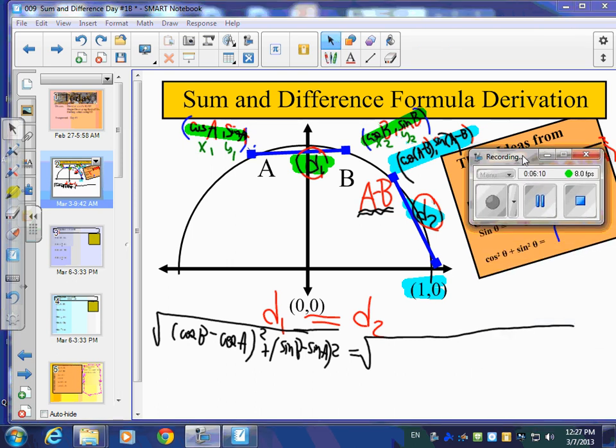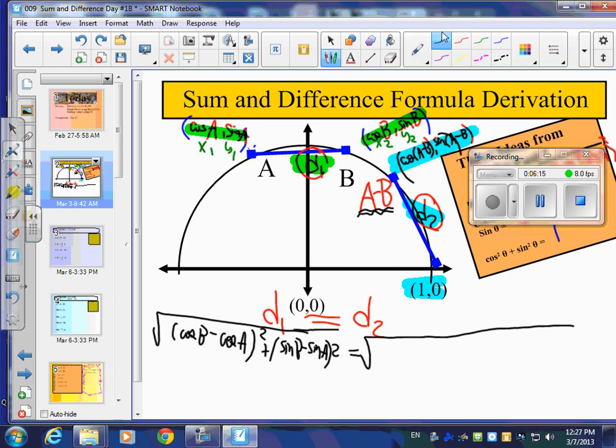Put this down here. What will this square root be? Well, it's going to be the change in x, so x2, y2, and x1, y1. So we'll go cosine of a minus b minus what? Change in x. So this minus 1. Is that all right? And then what will the second one be? The sine of a minus b subtract what? 0.